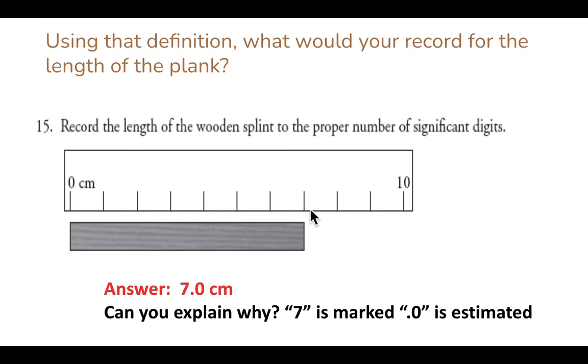Some of you may have gotten around this by saying 7.1 or 6.9. But the 0.0 is the estimate as well. If you're thinking you're right exactly on that line, you still have to record the 0.0. Otherwise, people are going to think you have a ruler like ruler A that doesn't have marks for each of the centimeters. So you should have put 7.0 centimeters.